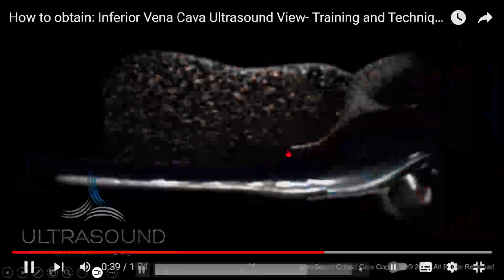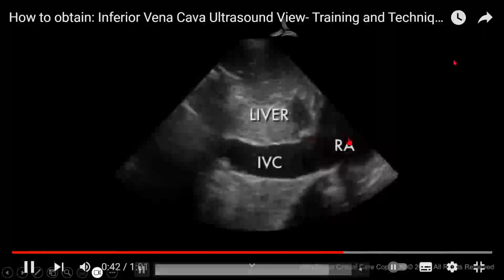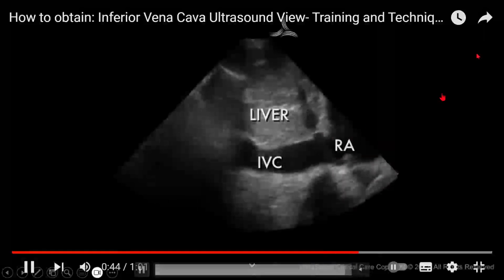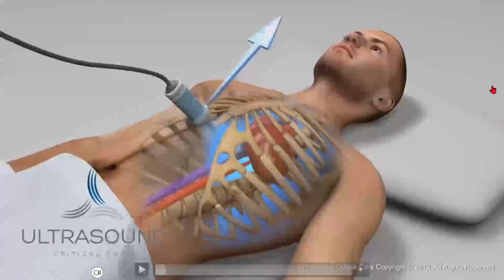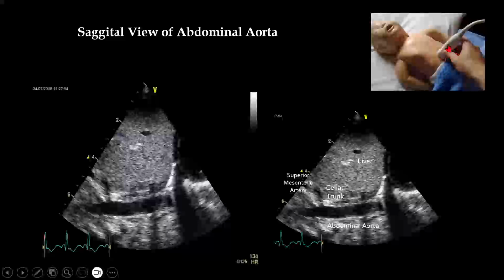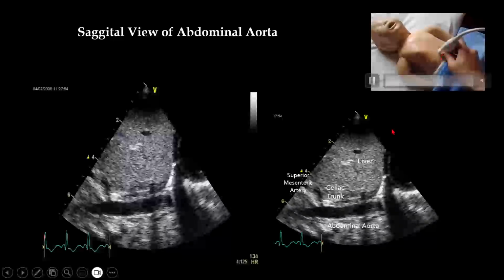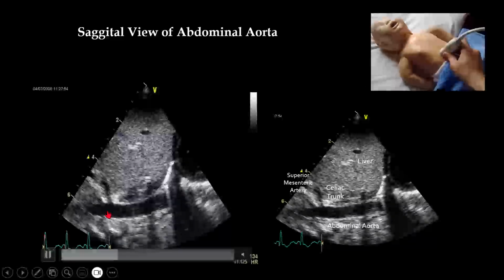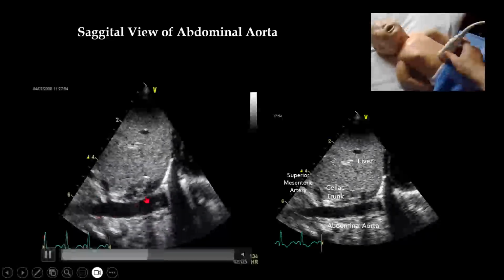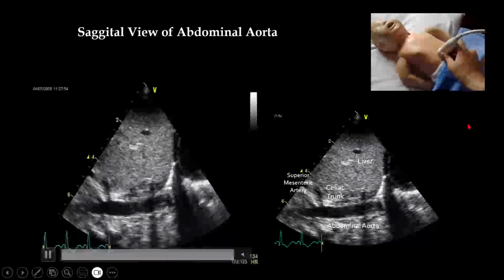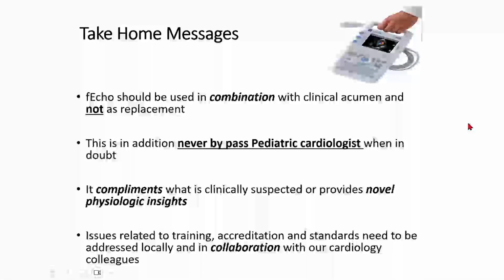Whenever the IVC enters into the liver, RA, it always fans out. This is what I showed. And when I sweep the probe towards the left, on the left you will have the aorta. This is the abdominal aorta, and these are the two branches, celiac and SMA. Celiac and SMA. This is the abdominal aorta. Okay.